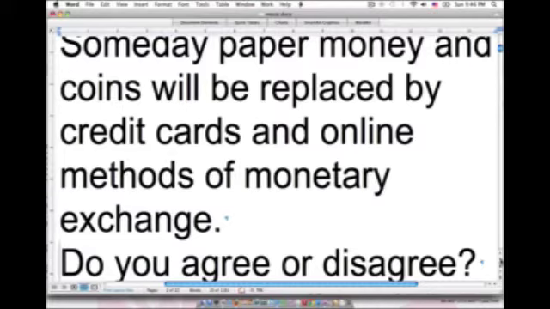Okay, now let's read through the first essay together. And this essay was submitted to me by our friend in the Philippines.